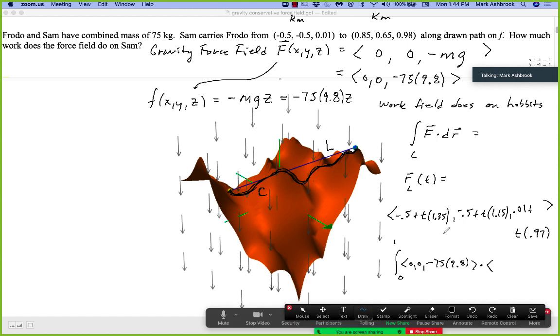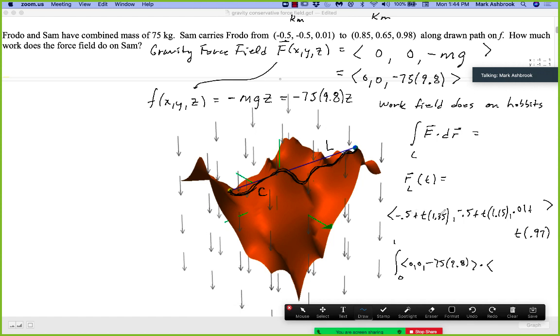And then dot dr, right? dr would be the derivative of each individual component, dt. So it would be 1.35, 1.15, 0.97 dt, and that from 0 to 1. Okay, and this would be the work that the field does on Sam and Frodo, our hobbits.